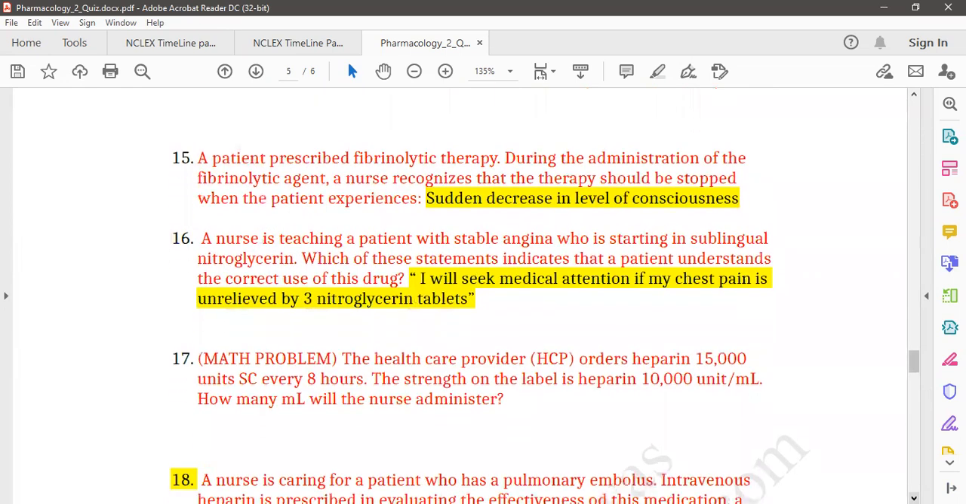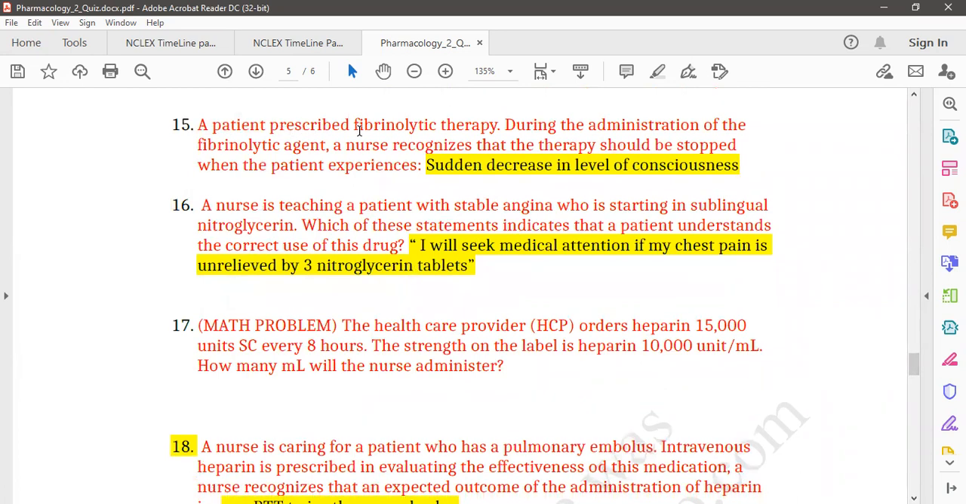Next question here. A patient is prescribed fibrinolytic therapy. During administration of fibrinolytic agents, the nurse recognizes that the therapy should be stopped when the patient experiences what? Fibrinolytic therapy. When the patient experiences a sudden decrease in the level of consciousness, we always inform the healthcare provider.